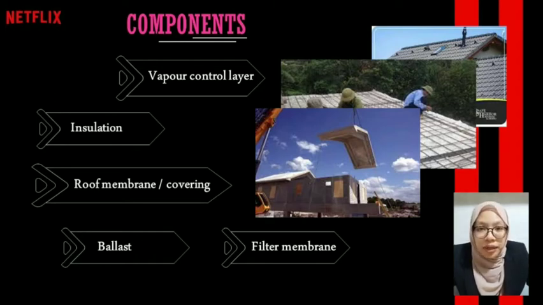And lastly, we have the filter membrane. Even though it's not vital, a filter membrane can be used in the build-up of an inverted warm roof. It is located between the insulation and the ballast. It can prevent grit being washed down to the waterproof layer where it may damage the membrane or block outlets.